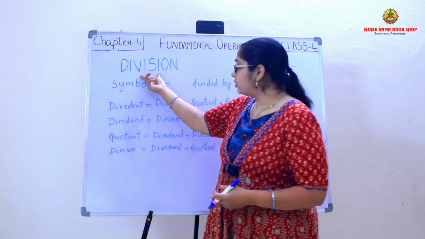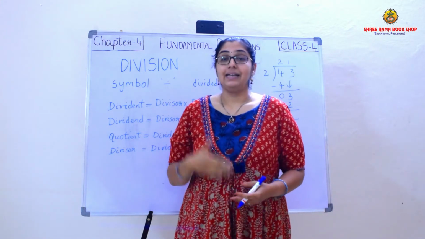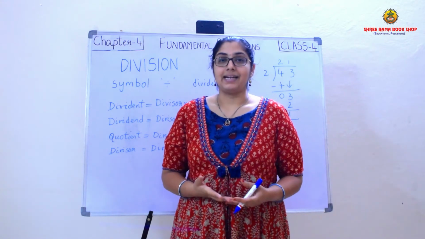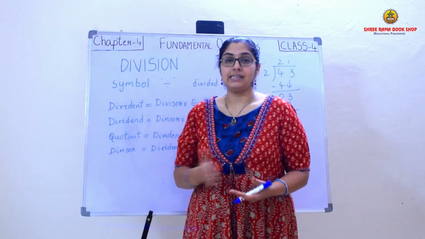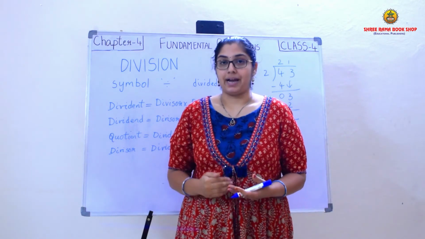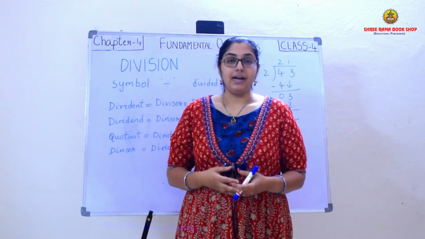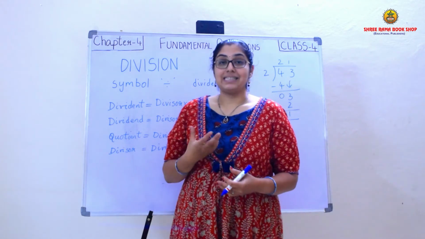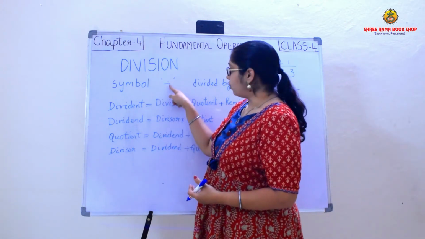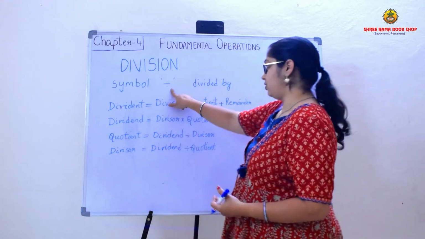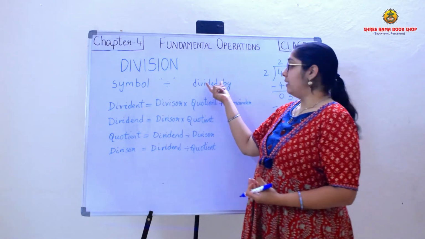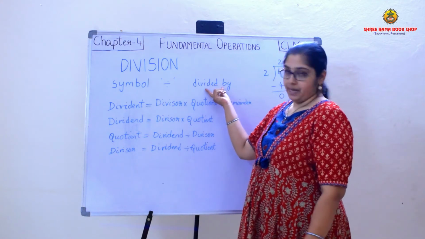Now children, we will be learning one more fundamental operation, that is division. Division is nothing but repeated subtraction. And I can also say that it is equal sharing. So if a number is equally shared or repeatedly subtracted, then that is nothing but division. The symbol or the sign which we use for division is this, with 2 dots and a bar. This is the division symbol and we read it as divided by.